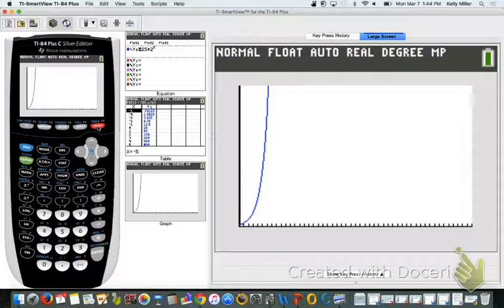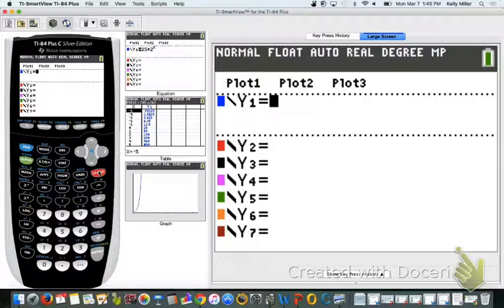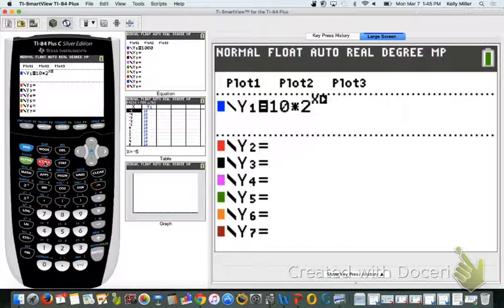Right, so let's quickly come up with something for money. Go back to your y equals screen. How much money do we want to start off with? Maybe we should do a smaller amount because that's going to be pretty crazy. Let's start with $10. If it were to double each year, so 2 to the x, let's see what that looks like. Graph it.